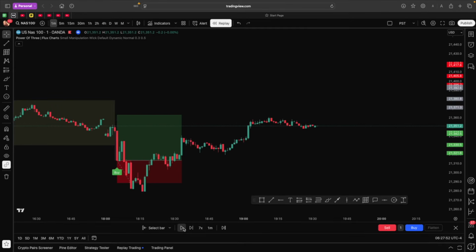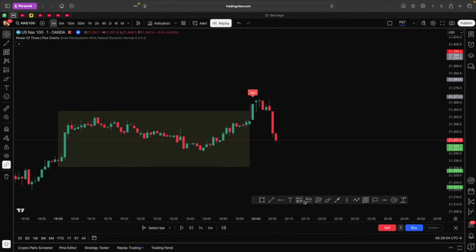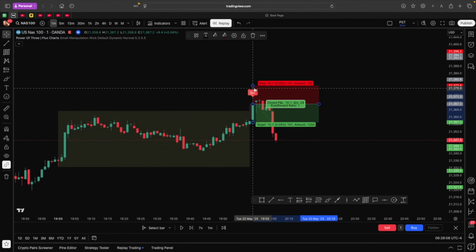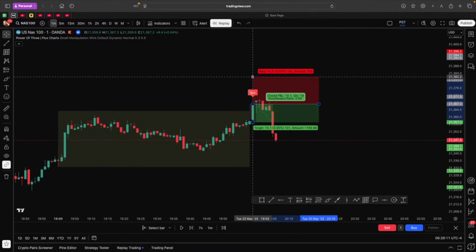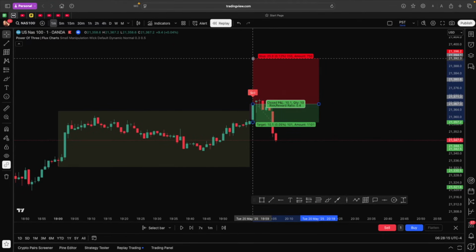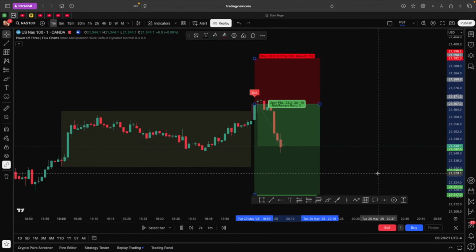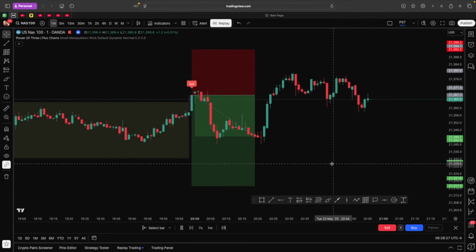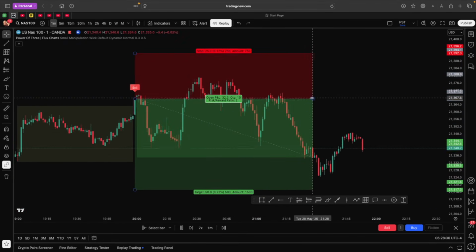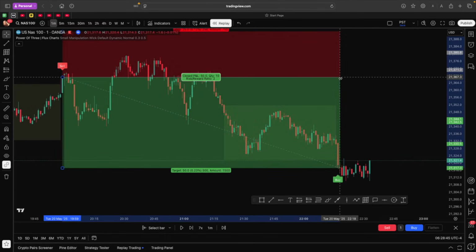Just waiting for our next accumulation. So we can put our sell right over there. 250 pip stop. And a 1 till 2 risk reward. Let's see what happens. There we go. Target got hit.